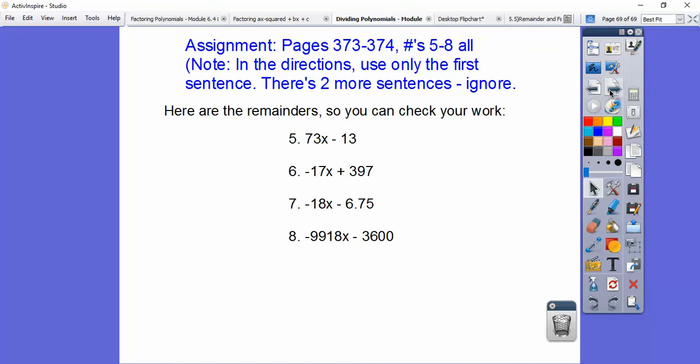Okay, if you're in my class, that would be your assignment. And then in the directions, you guys, there's 3 sentences. I just want you to do the first one and do what we did in this lesson right here. And these are your remainders to kind of give you a hint that you're on the right track.